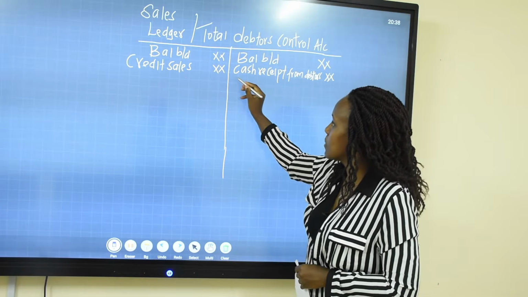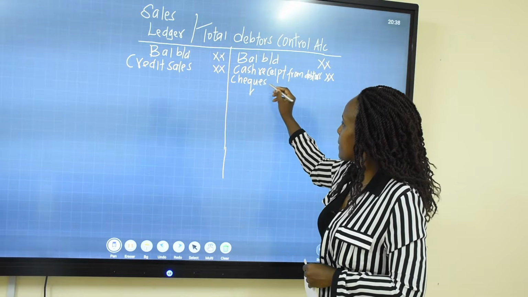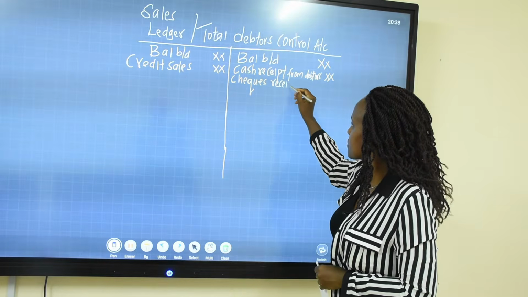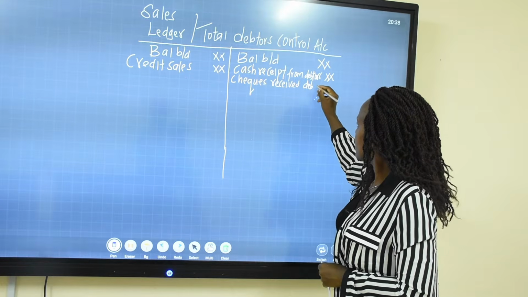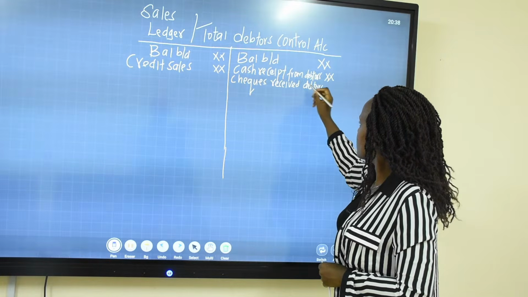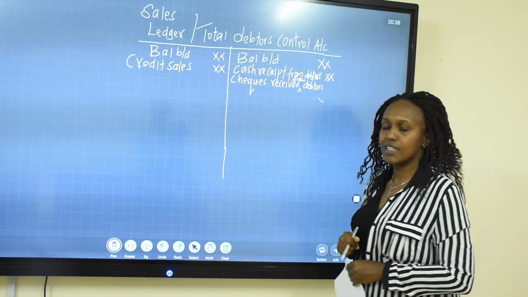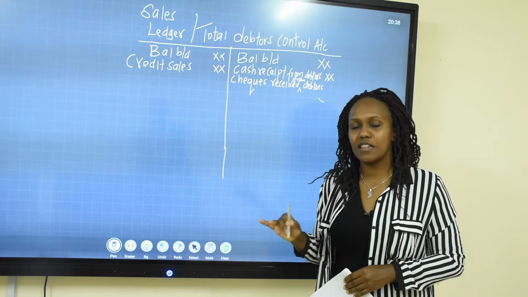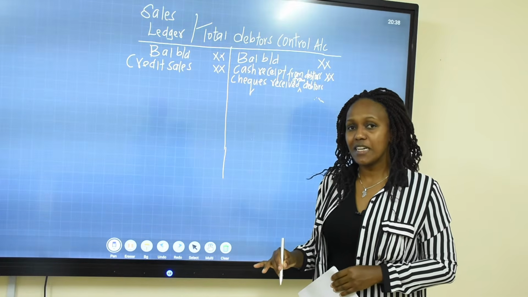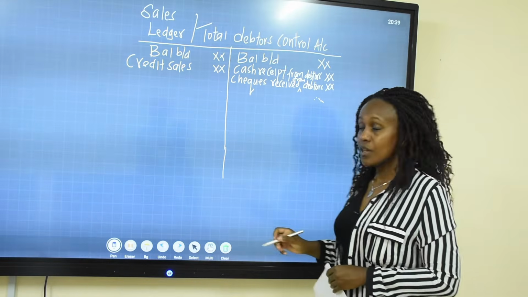Again, we can also receive some checks, so that we have checks received from debtors. Again, when we receive some checks from the debtors, we are going to debit the bank with the money received, and then we are going to credit our debtors account.